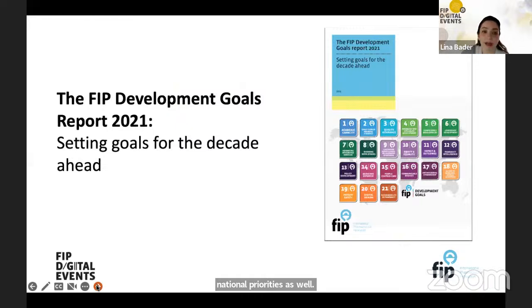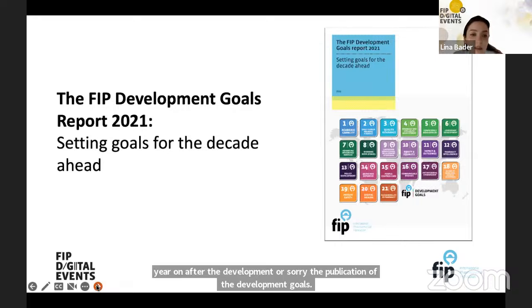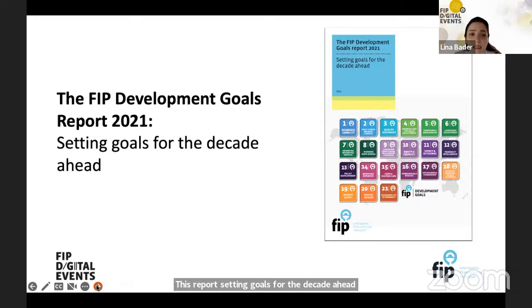So the next slide just reminds everyone, if you're not already aware of this report we published in 2021, a year on after the publication of the development goals. This report, Setting Goals for the Decade Ahead, summarizes everything we've done in the immediate months after the goals have launched in terms of identifying what the priorities are globally, regionally, and nationally. So I know some of my colleagues will be dropping in the link to this report in the chat, which will provide you with a full overview of the priorities across the 6 regions of the world. And I'll be sharing some snippets from this today.